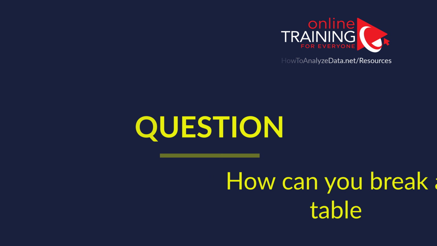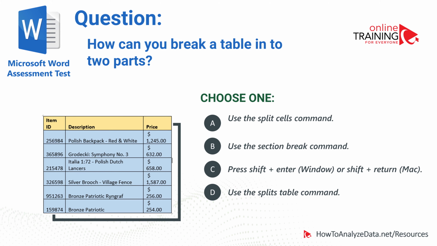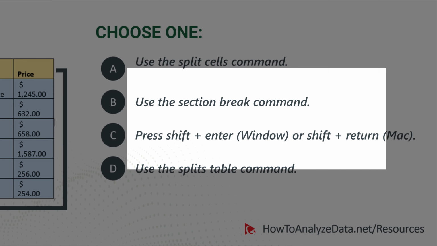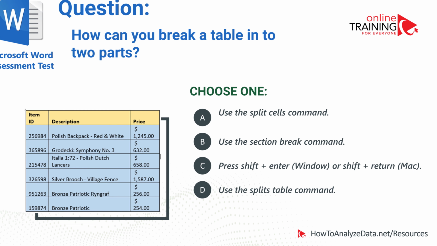Let's look at a very tricky Word assessment test question. How can you break a table into 2 parts? And there are 4 choices as usual. Use the split cells command, use the section break command, press Shift-Enter on Windows or Shift-Return on Mac. And choice D, use the split table command. Which one do you think is the right choice?